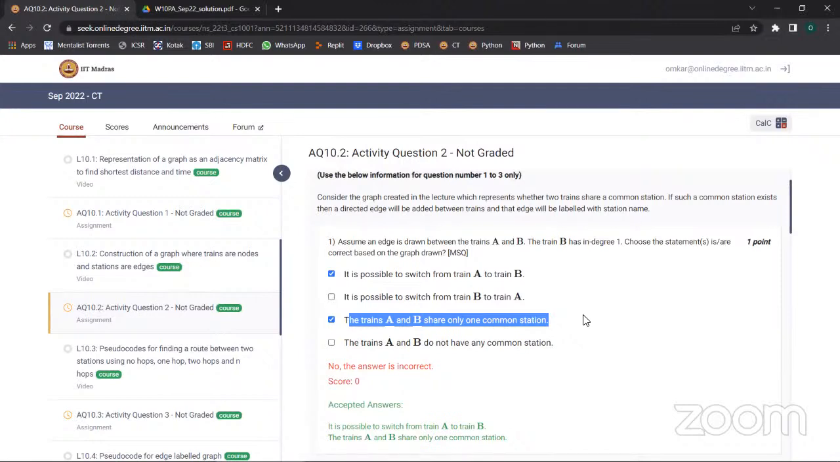At the beginning, they've written, consider the graph created in the lecture, which presents whether two trains share a common station. If such a common station exists, then a directed edge will be added between trains, and that edge will be labeled with the station name. So assume an edge is drawn between trains A and B. So I think the information given just before the question tells you a little more about the two trains.